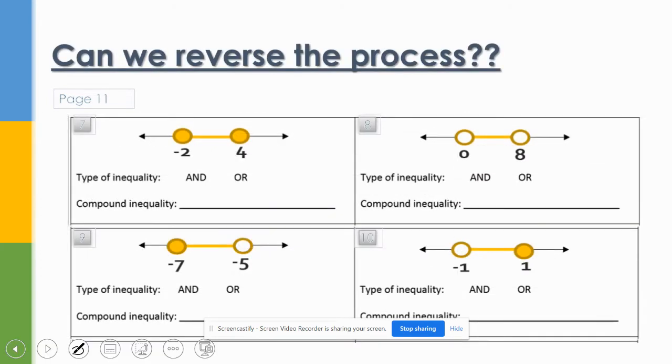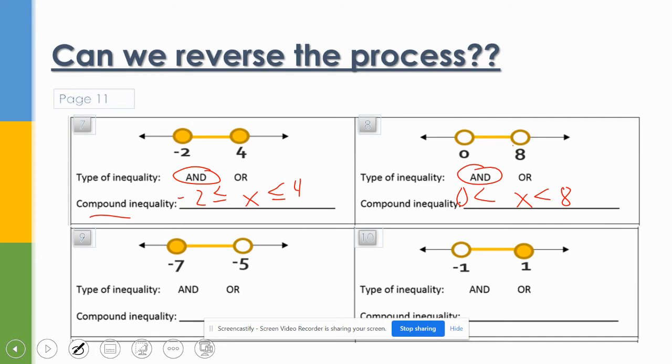So it says, can we reverse the process? So they give us a graph. Can we write it as a compound inequality? So I'm going to put the x in the middle. And on this one, it's a filled in circle. So I'm less than or equal to 4, and I'm greater than or equal to -2. Notice the inequality signs are going the same direction. Over here, I have x is less than 8 and greater than 0. It's an and.